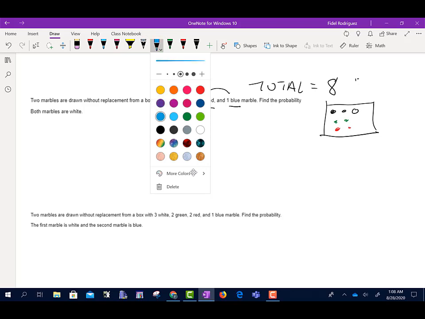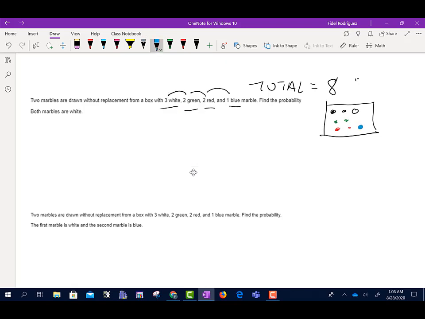Yes, we can. 1 blue, okay? And I want you to pretend for me that those are white. We want to find the probability that both marbles are white. So, the probability that we're going to get a white on the first try, remember, we have 8 marbles. How many of them are white? 3 of them are white, right?